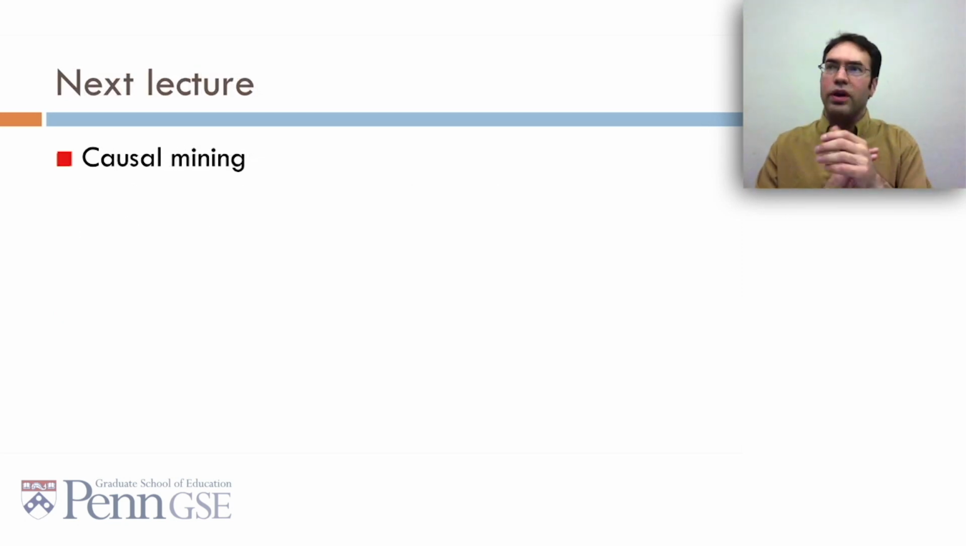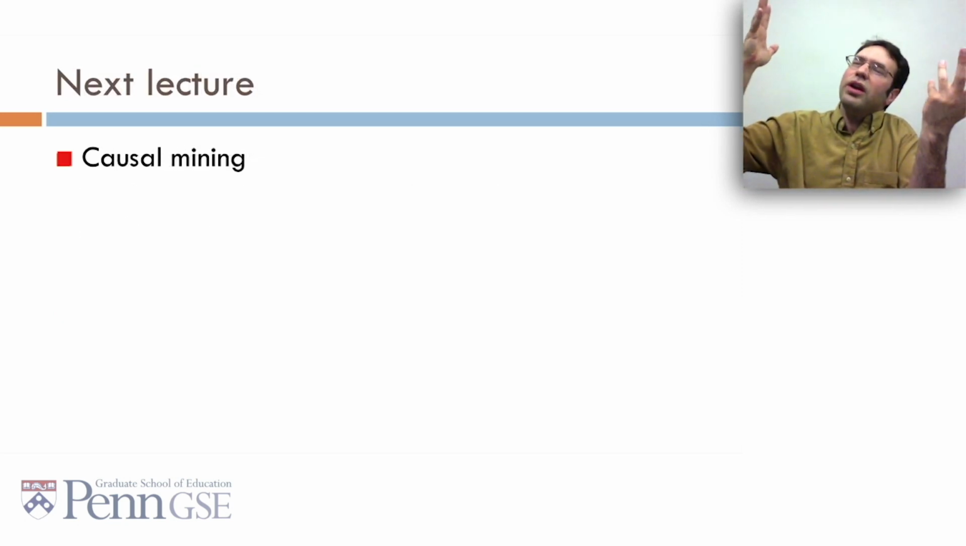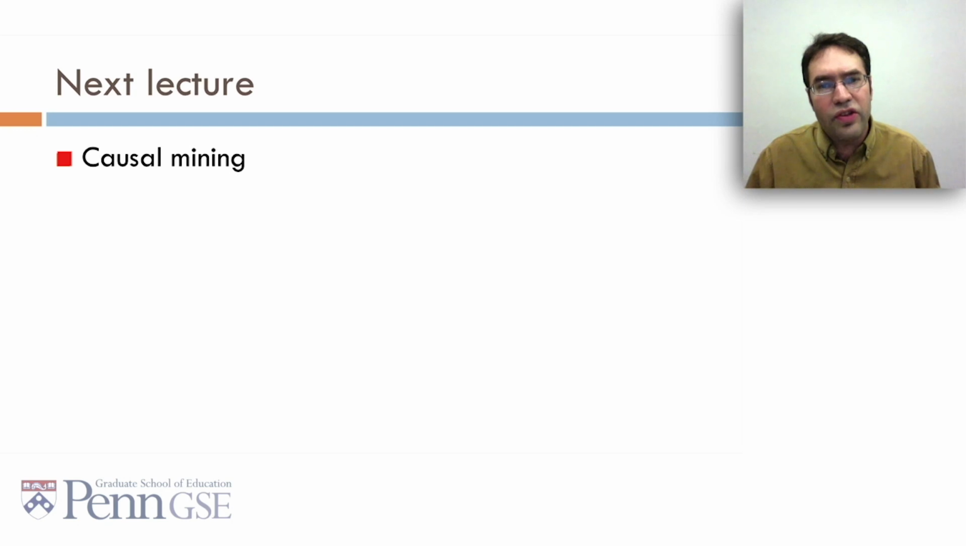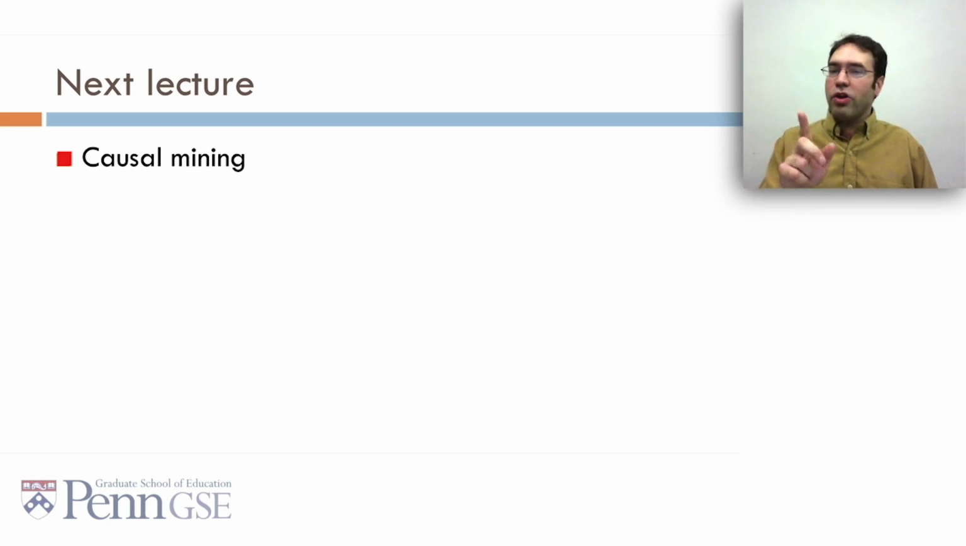And you may be saying at this point, it's great that we have all these correlations, but we all know correlation isn't causation. Well, I agree with you. And in the next lecture, we're going to talk about a method called causal mining that under the right usage can allow you to move from saying these two variables are correlated to saying there's a causal relationship.